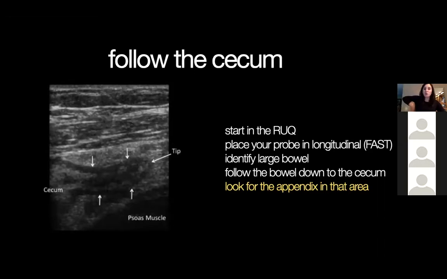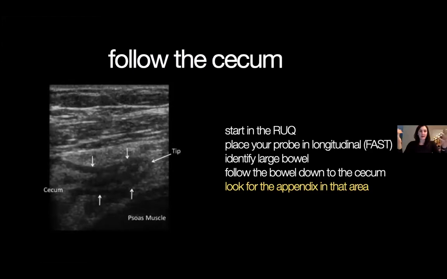And then what you're going to do, you're going to slowly go down until you find that dirty gas. When you see small bowel, the small bowel has this nice linear pattern of air. It looks like A-lines, just like you would see when you do a pneumothorax evaluation. So clean pattern of gas. When you get to the colon or the large bowel, it's dirty. It looks like a mess, just like on the screen. It's like speckles and gray and black and white.